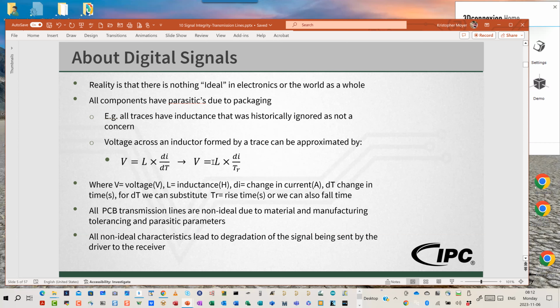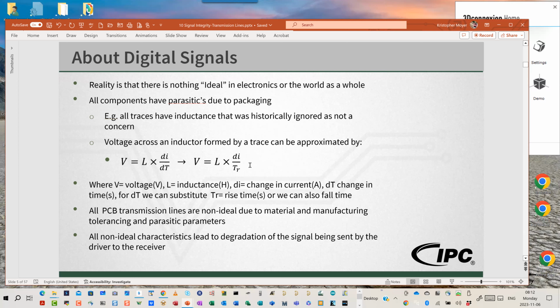Now, V is voltage in volts. L is inductance in henries. Di is change in current in amps. Dt is change in time in seconds. And for the dt term, change in time, for a square wave, we already know what that change in time is. We call that the rise time. We could also use the fall time, but we primarily use the rise time. So we can modify this equation to be di, change in current, over rise time. That's our change in time.